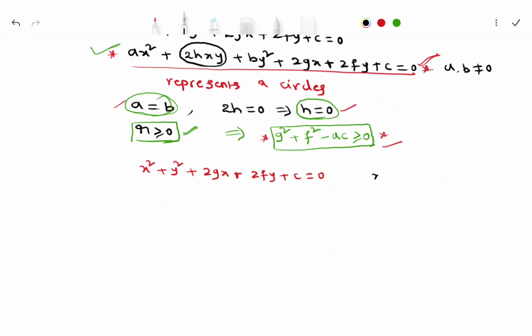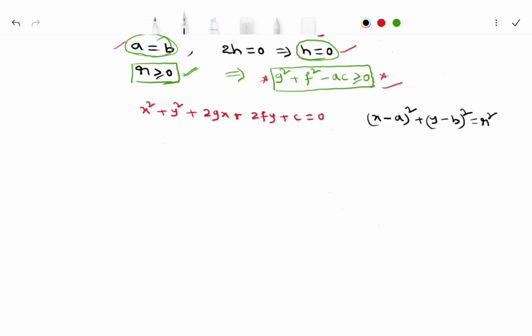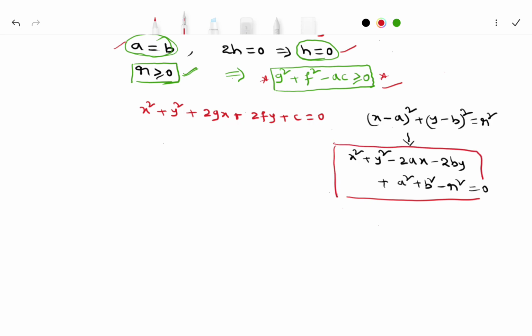Now already we know the general equation of the circle: x minus a whole square plus y minus b whole square is equal to r square. Now by expanding, you will get x square plus y square minus 2 into ax minus 2 into by plus a square plus b square minus r square is equal to 0. Now you see, it will be exactly in this form.